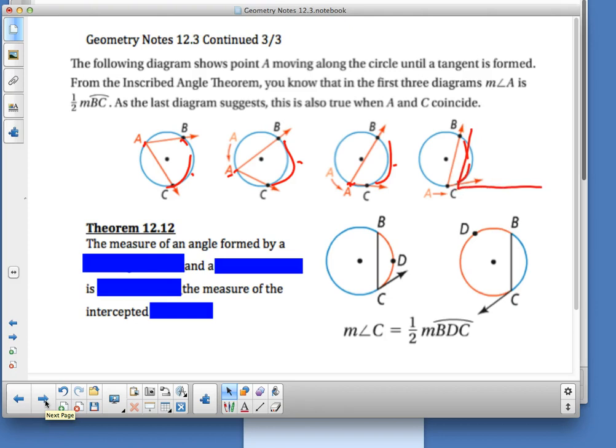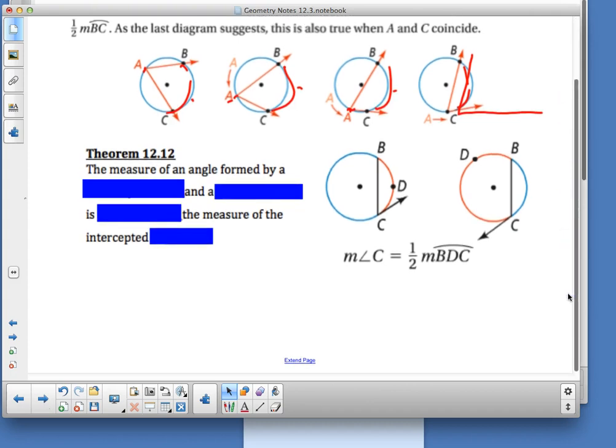It's still the same. If I have the vertex of an angle on the circle, the rule is half the measure of the arc intercepted is the angle. That's all it is. That's why we're presenting them on the same day. It's the same idea. When you have a vertex of an angle on the circle, that angle value is half the measure of the arc it intercepts. Okay?